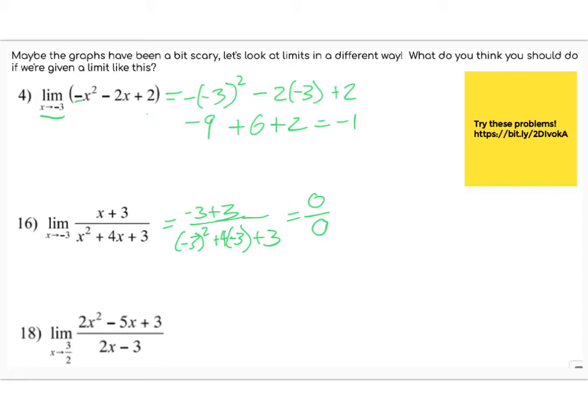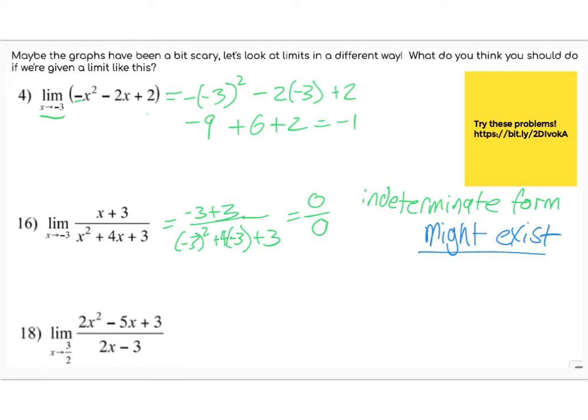And that's a little bit problematic for us. That's not something that we're comfortable with. We've never seen that before. This is something called an indeterminate form. We're going to see indeterminate forms of this nature in this class. The other one that we're going to look at is going to be infinity over infinity. But generally, at this part of the year, it's just going to be 0 over 0. This always means the same thing. This means that this limit might exist. So if the limit might exist, that means we might be able to do some work to make this limit actually show up.